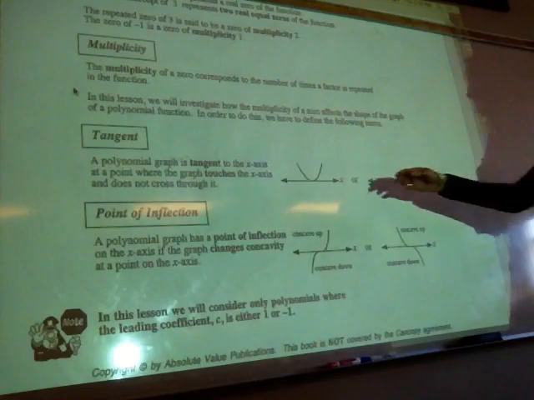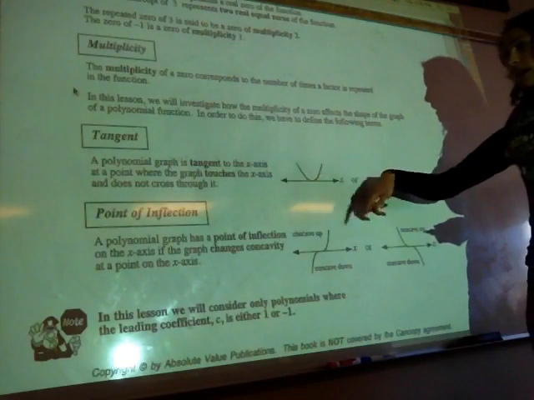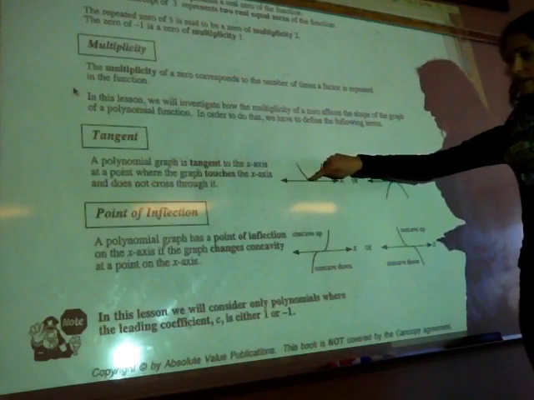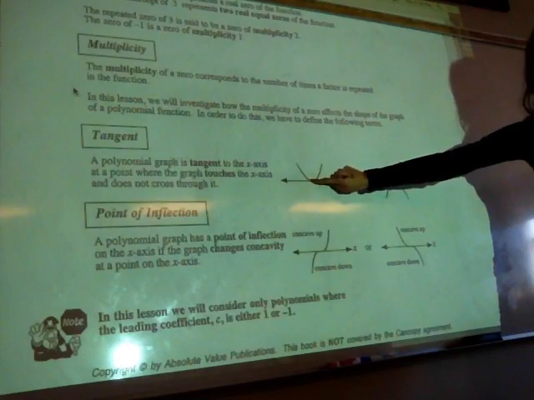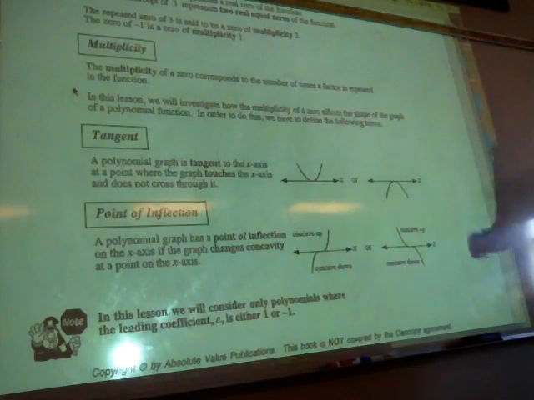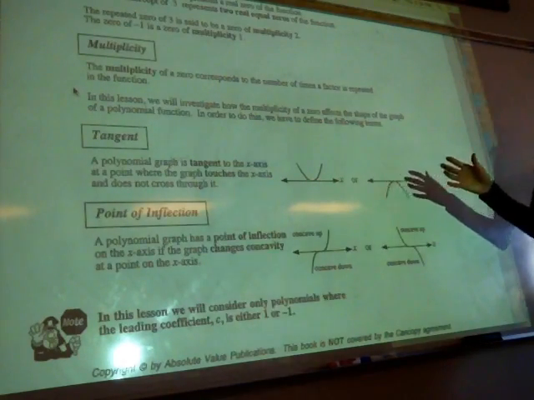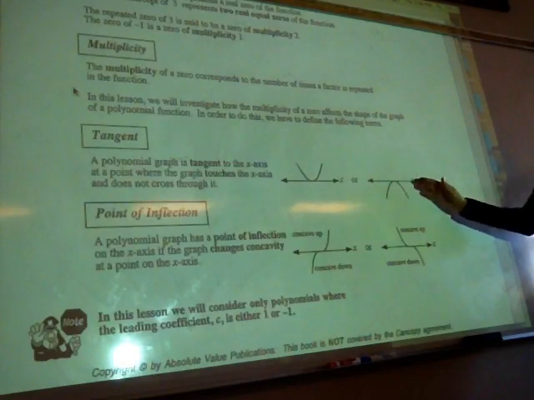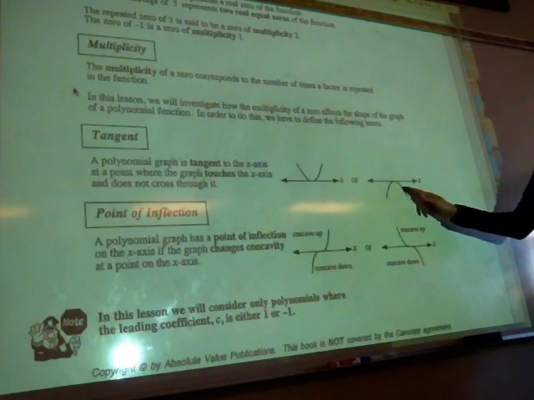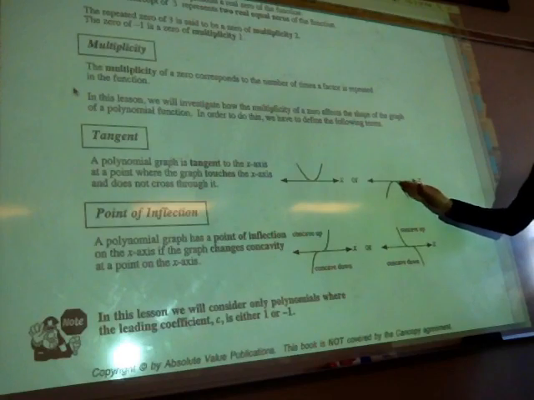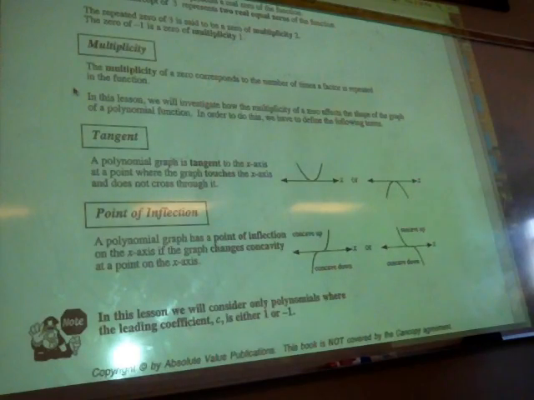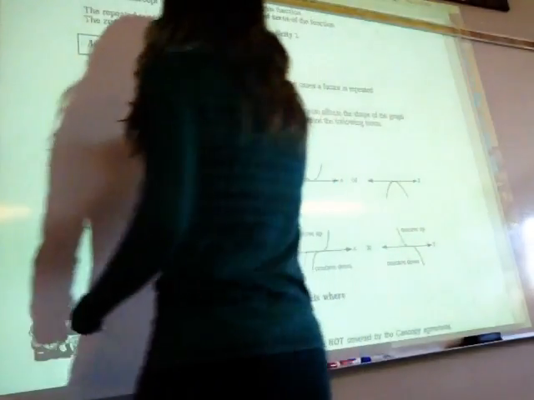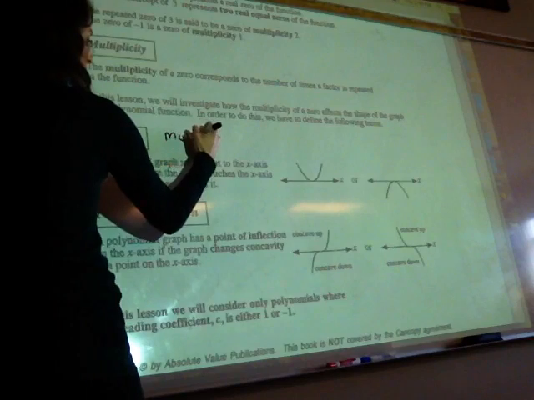Okay, so tangent is when you have a bounce. Okay, it's when the polynomial comes, it hits the x-axis, it doesn't cross it, it just hits it and bounces back up. Okay, and then you could have another scenario if you had a negative on the negative side. So it would be coming from below, it would hit the x-axis and then bounce back down. Okay, so it touches the x-axis, it does not cross it. We could call this tangent, and the multiplicity will be 2.